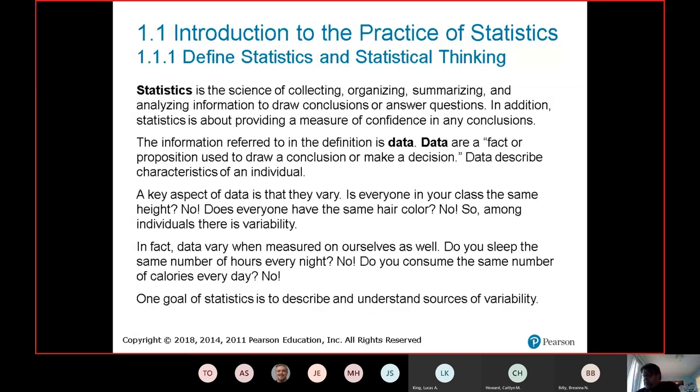Uppercase statistics. And remember, the uppercase means that basically this is collecting, managing, calculating, and interpreting data. That's basically what uppercase statistics is.